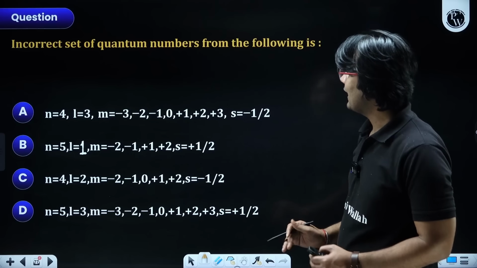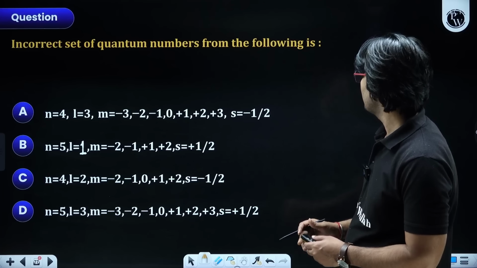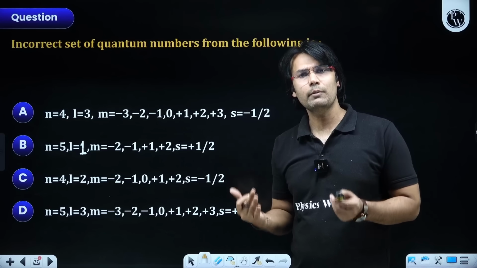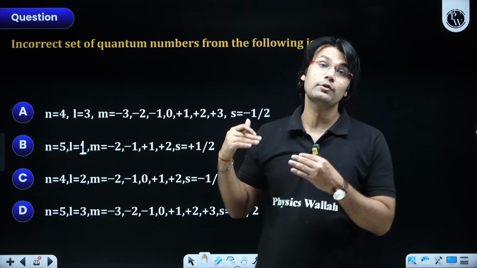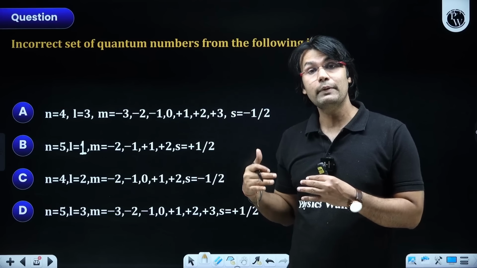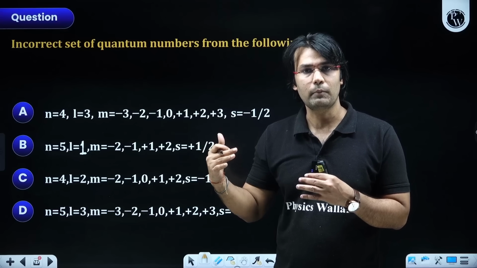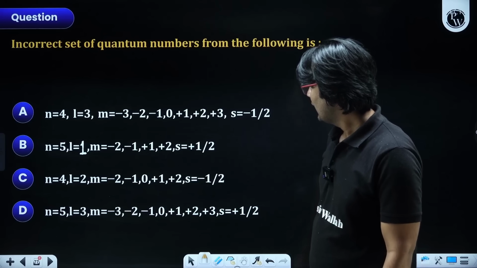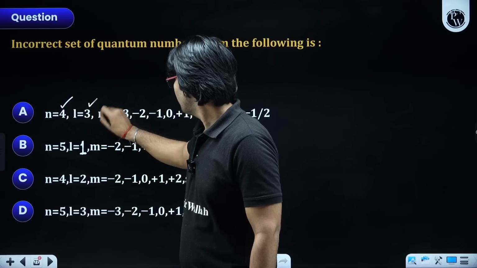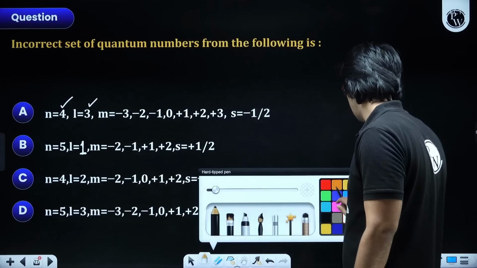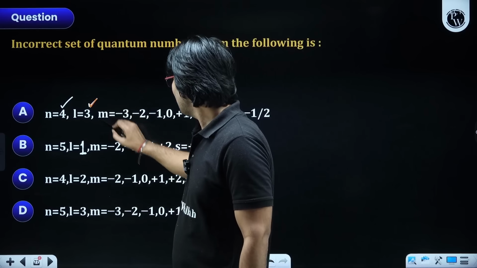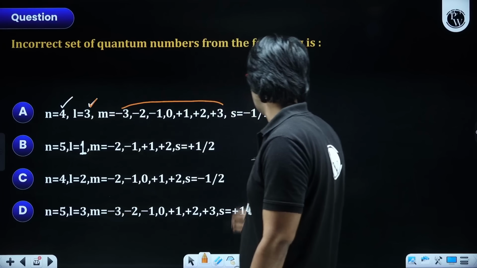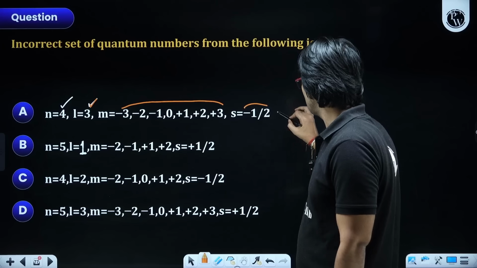So the next question we have is: incorrect set of quantum numbers from the following is. If you notice, this question is based on the conditions of quantum numbers, right? I told you that the azimuthal quantum number depends on the principal quantum number, and the magnetic quantum number depends on what? The azimuthal quantum number. So from that we have this question. If n is 4, l = 3 is possible because l should be smaller than n. And if l is 3, then m can be minus 3 to plus 3, because m is minus l to plus l, and spin quantum number can be plus or minus 1/2. So the first set is correct.